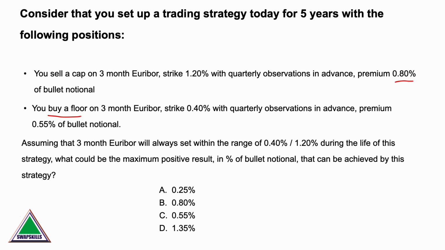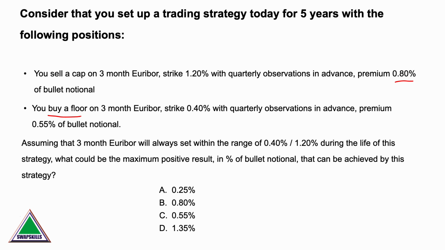Now remember, if you buy a floor, you will be compensated if rates go below or set below 40 basis points. Assuming that 3-month Euribor will always set within a range of 40 basis points up to 120 during the life of this strategy, what could be the maximum positive result as a percentage of bullet notional that can be achieved by this strategy? So think about it.